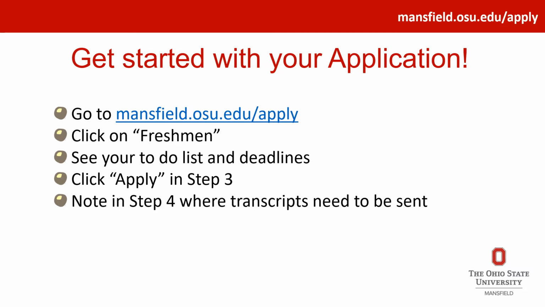So in order to get started, you'll see that website there in the top right as well as in that first Buckeye bullet, mansfield.osu.edu/apply. Go to that website and then click on Freshman, which is in the right-hand side of the screen. After you click that, you'll see a whole page dedicated to freshmen with a to-do list, deadlines, and also in step 4, you'll see where transcripts need to be sent. Go ahead and go to step 3 and click the big red button inside that step that says apply, and let's get started.